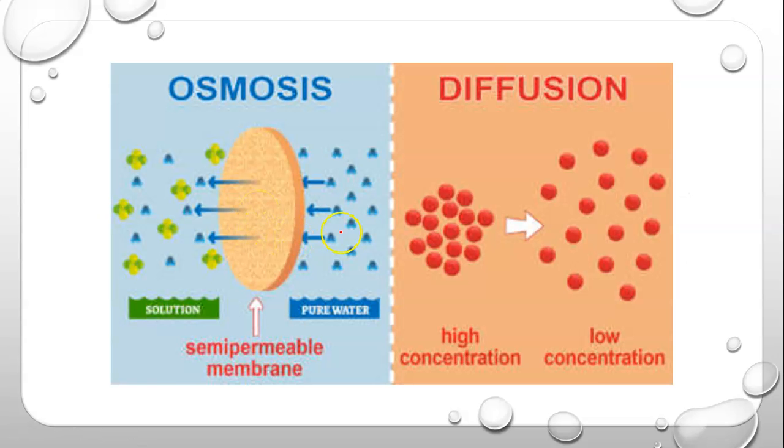So here we see osmosis. It's got water molecules passing through this selectively permeable membrane, where diffusion is just anything going from an area of high concentration to low concentration, right? So it must be water and must be the membrane to be this particular type of diffusion that we call osmosis.